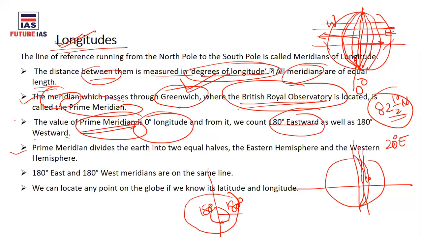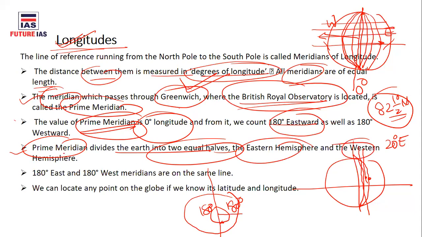Okay, this prime meridian basically divides the earth into two halves. मैंने आपको बता ही दिया, दो भागों में डिवाइड कर देता है। एक भाग को हम बोलेंगे eastern hemisphere और दूसरे भाग को बोलेंगे western hemisphere. So the part of the earth which is lying east to the prime meridian is called eastern hemisphere, and the part of the earth which is lying west of your prime meridian is called western hemisphere.